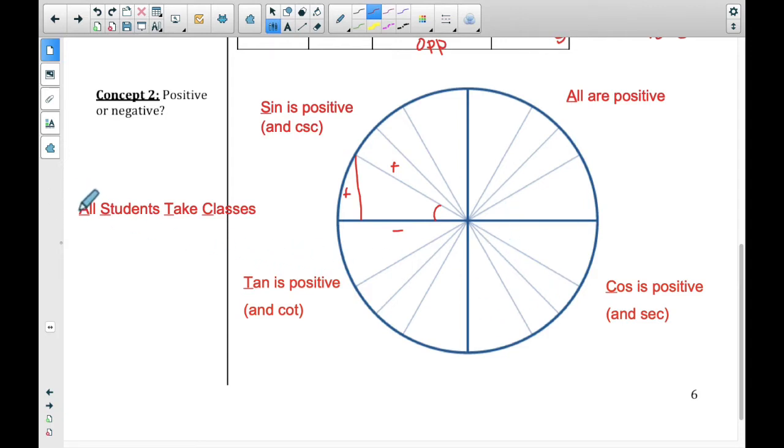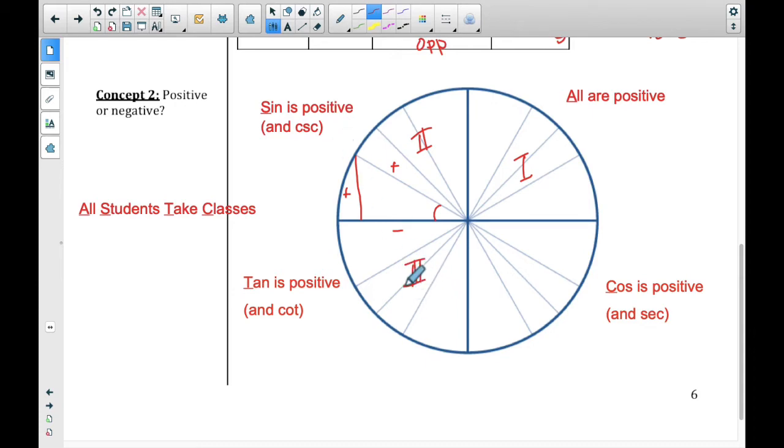And so there's a mnemonic, and it says all students take classes. And what that means is in the first quadrant, everything is positive. All is positive. In the second quadrant, the sine is positive. So that's all students. So this S stands for students, all students. So here the sine is positive. And of course, because it's the reciprocal, the cosecant is also positive.